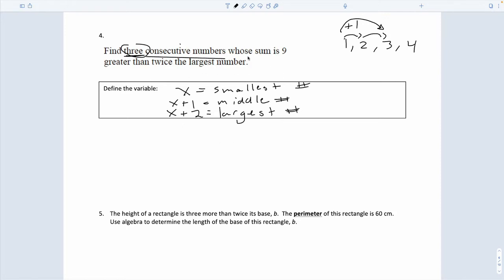Now's probably the trickiest part. They give us this kind of riddle that says the sum is, so when you add them together, it is, there's your equal sign, 9 greater than twice the largest number. It is 9 greater than twice the largest number. Piece that together, what would 9 greater look like? TJ. 9 greater. Would that be plus 9 or minus 9? Yeah, I think greater would be plus. Okay. 9 greater than twice the largest number? Well, what's the largest number, TJ?